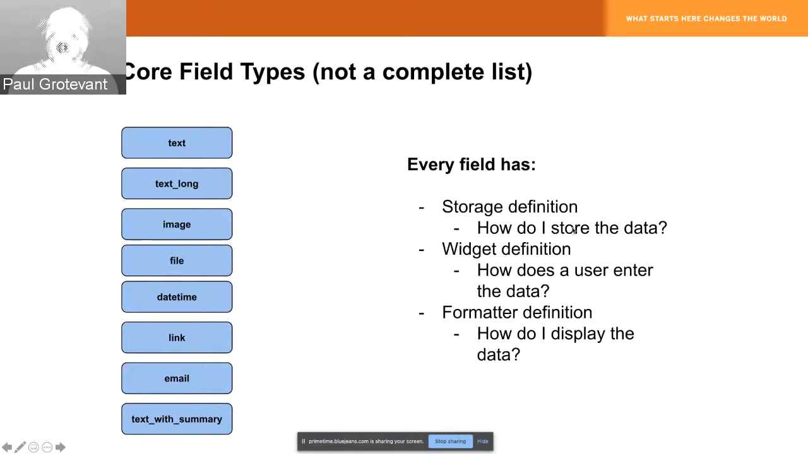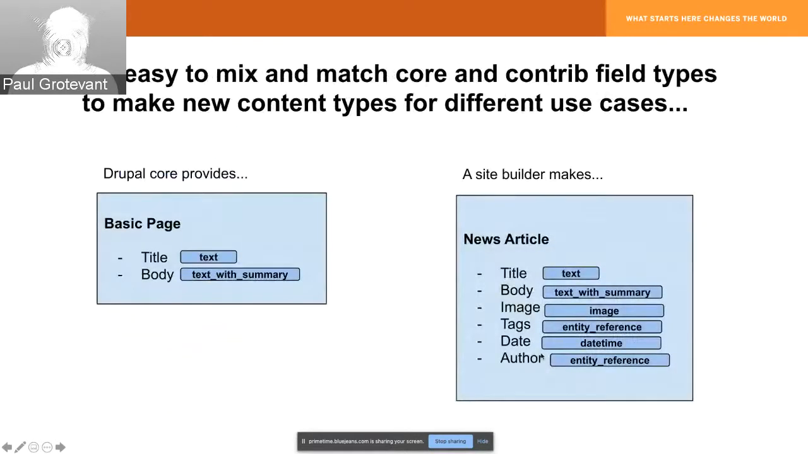Every field defines how it stores the data. It has a widget definition that is basically how does a user enter the data, and a formatter that says how do I display the data. When you're a site builder, you're basically taking those core field types and then also possibly additional contrib field types that you've added to your site to make new content types for different use cases. So Drupal core provides basic page that has a title field and a body field. If I was a site builder, I might make a news article content type that has title, body, image, tags, date, author, etc.